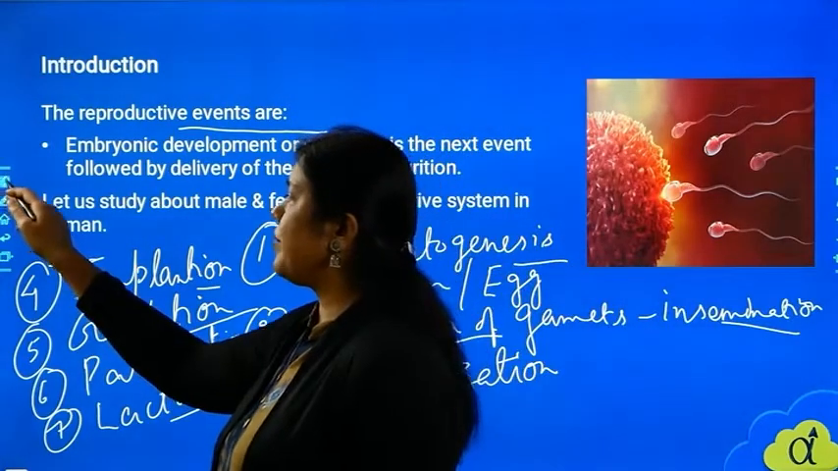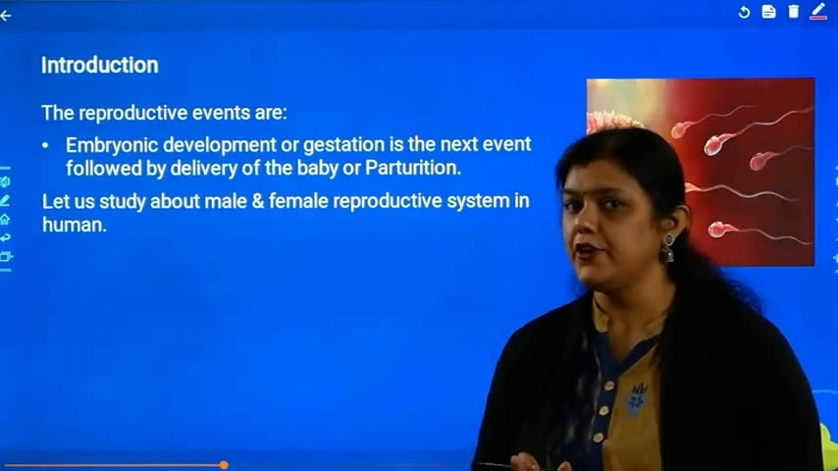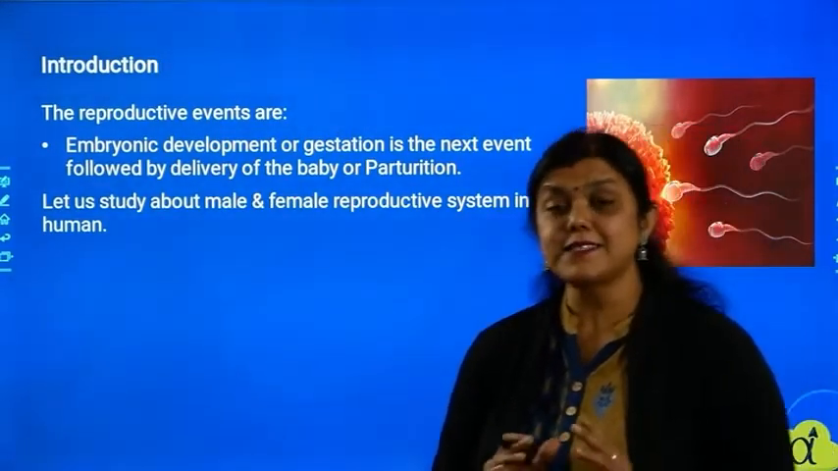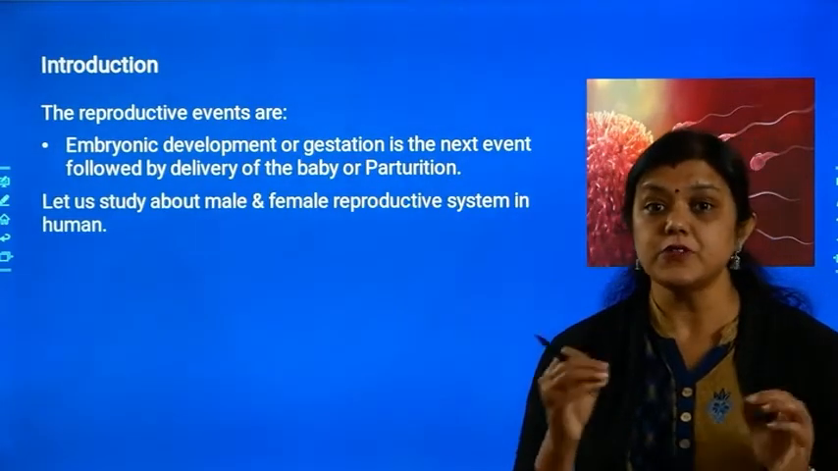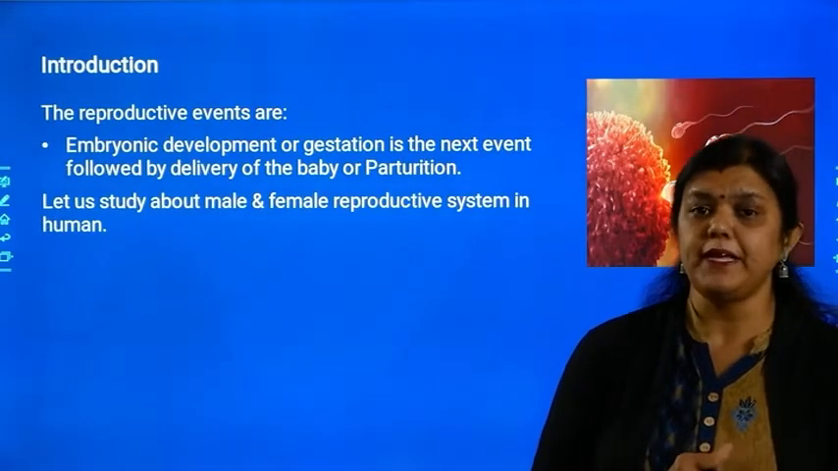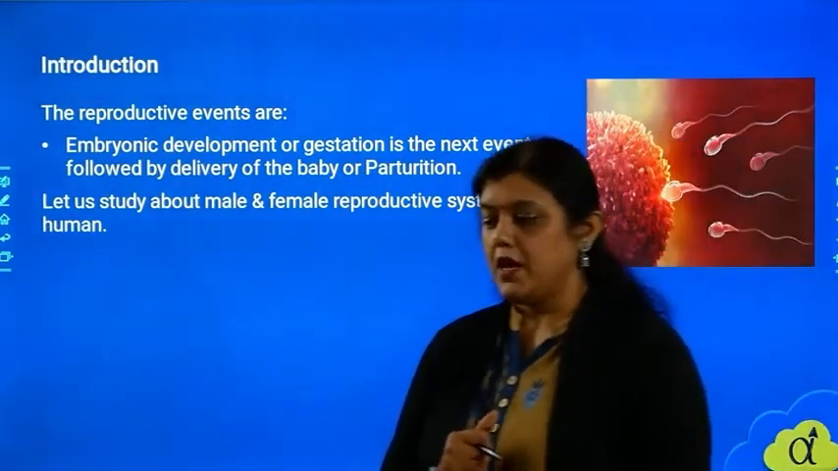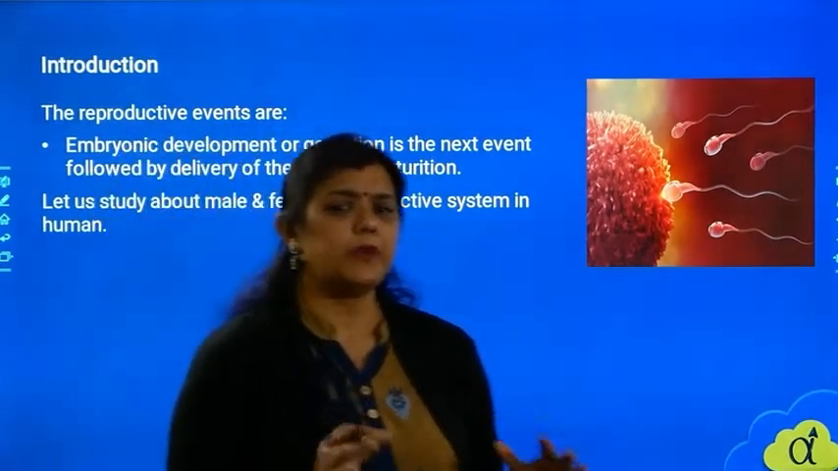All these events combine together and make the process of reproduction successful. Clear to you? So you can see that there are several places where a lot of events are happening. There are a lot of steps which need to be followed properly and in a sequential manner.